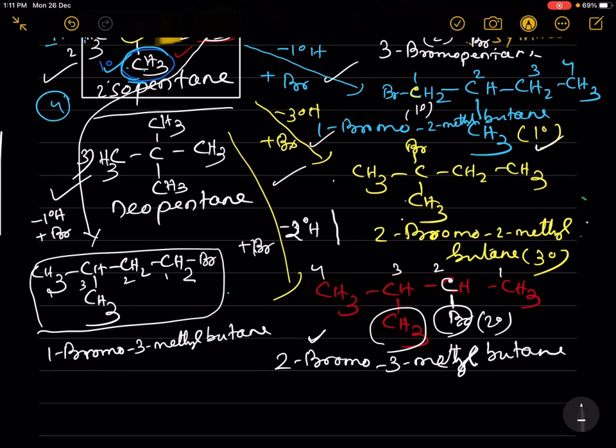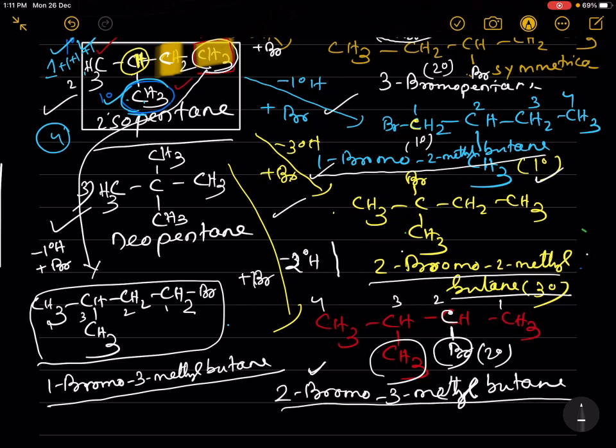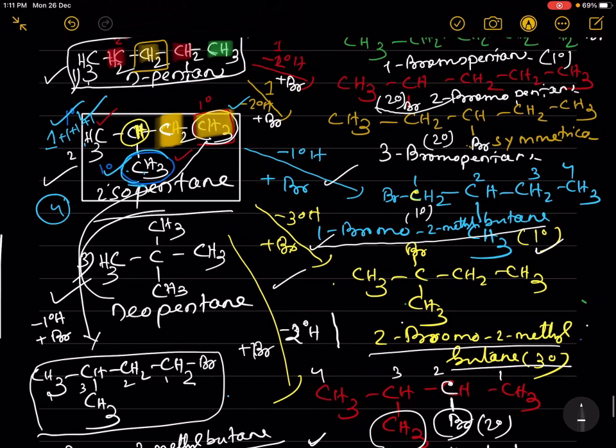You see, this is 1 bromo 2 methyl butane, this is 1 bromo 3 methyl butane. This is 2 bromo 2 methyl butane, and this is 2 bromo 3 methyl butane. In each case, bromine is written first because alphabetically bromine comes before methyl. Then the last part is neopentane.